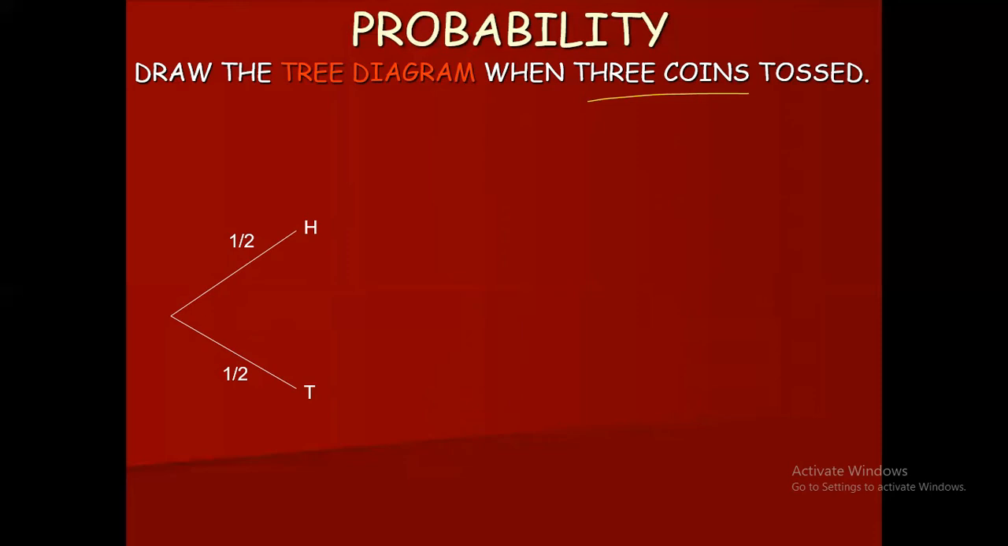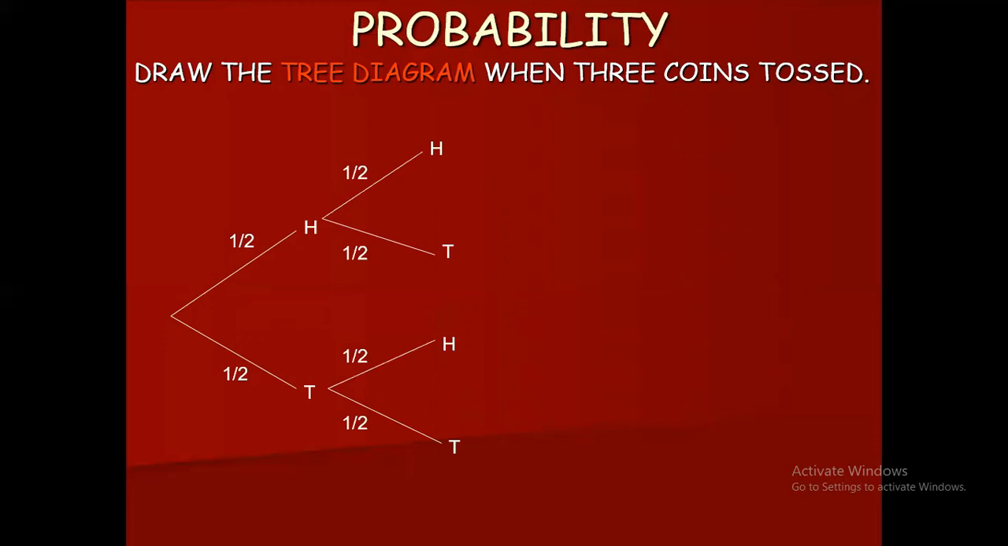Now the next experiment is toss a coin, and a coin toss has 2 outcomes. So we will draw 2 branches against each of head and tail. That is this one. We will write down the outcomes at the end and the probabilities on the middle of the branch.